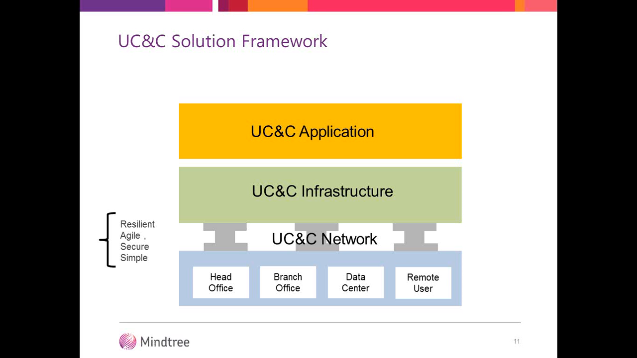The characteristic of this network layer is high performance, because all your unified communication applications are very sensitive to latency and jitter. Especially in today's scenario, the increased adoption of video means these applications require much more bandwidth. The second very important point for this network layer is that it has to be highly available and resilient, because all your UC applications are business critical applications. So the network has to be highly available.